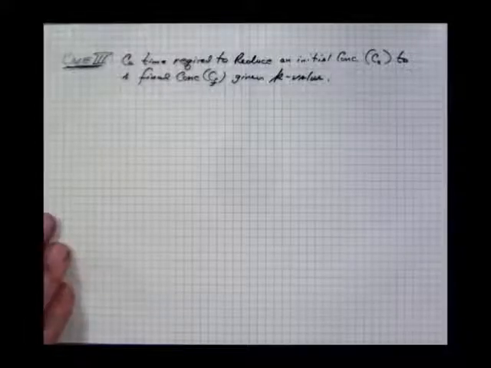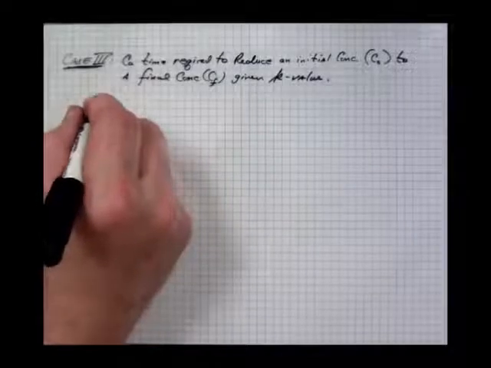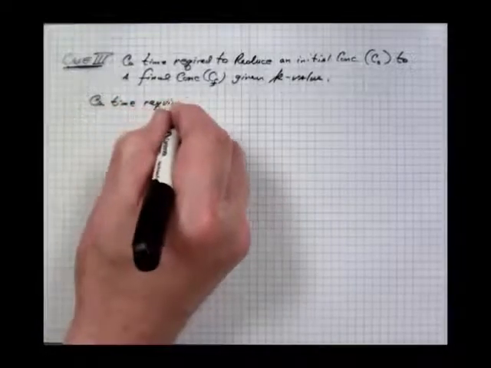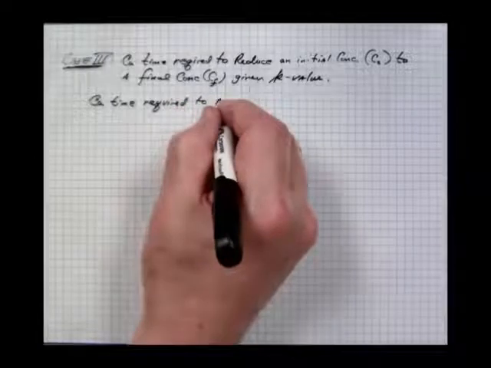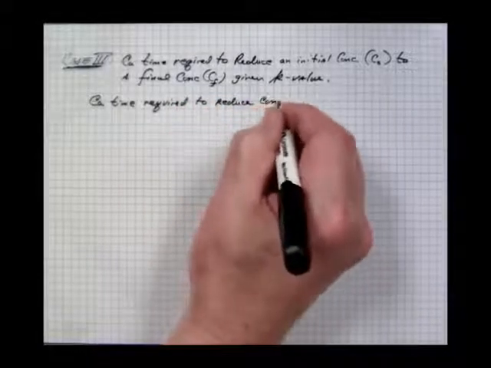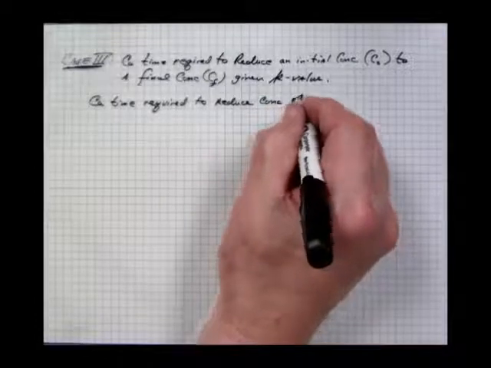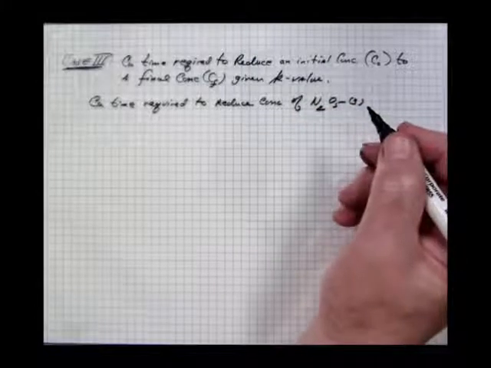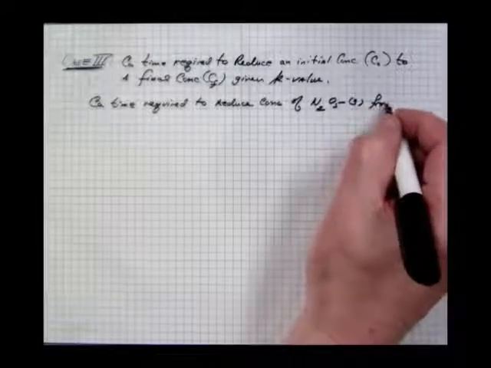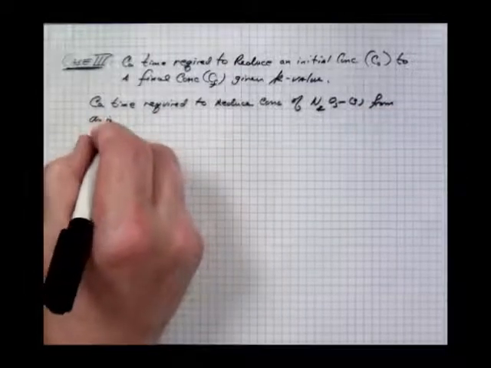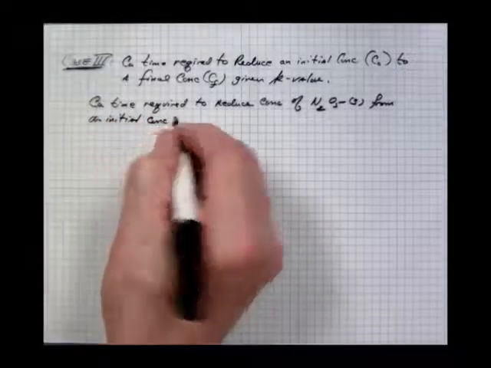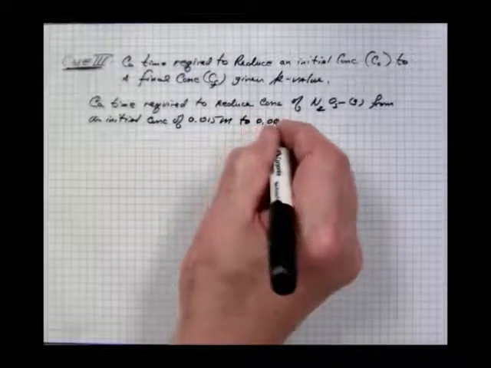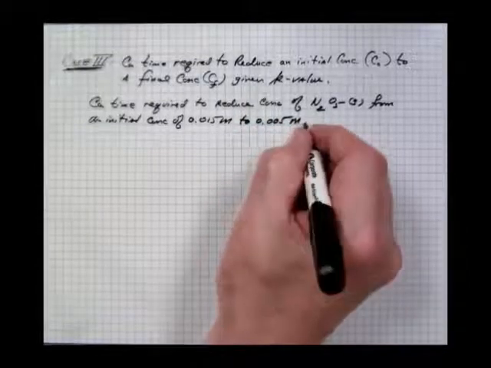Okay, look at this problem here. Let's calculate the time required to reduce the concentration of N2O5 gas from an initial concentration of 0.015 mole per liter to 0.005 mole per liter.